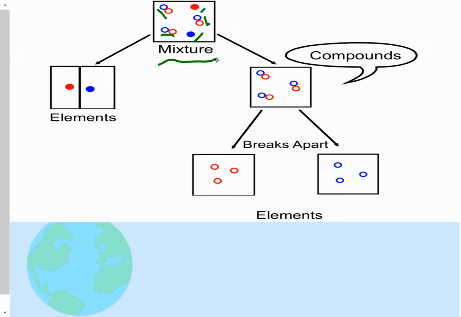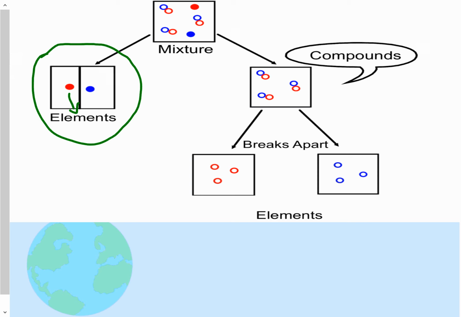If I take this mixture and if I separate it, for example, if I separate those two red and blue circle, then that red circle by itself will be considered as an element by itself, right? That blue circle by itself will be considered as another type of element.